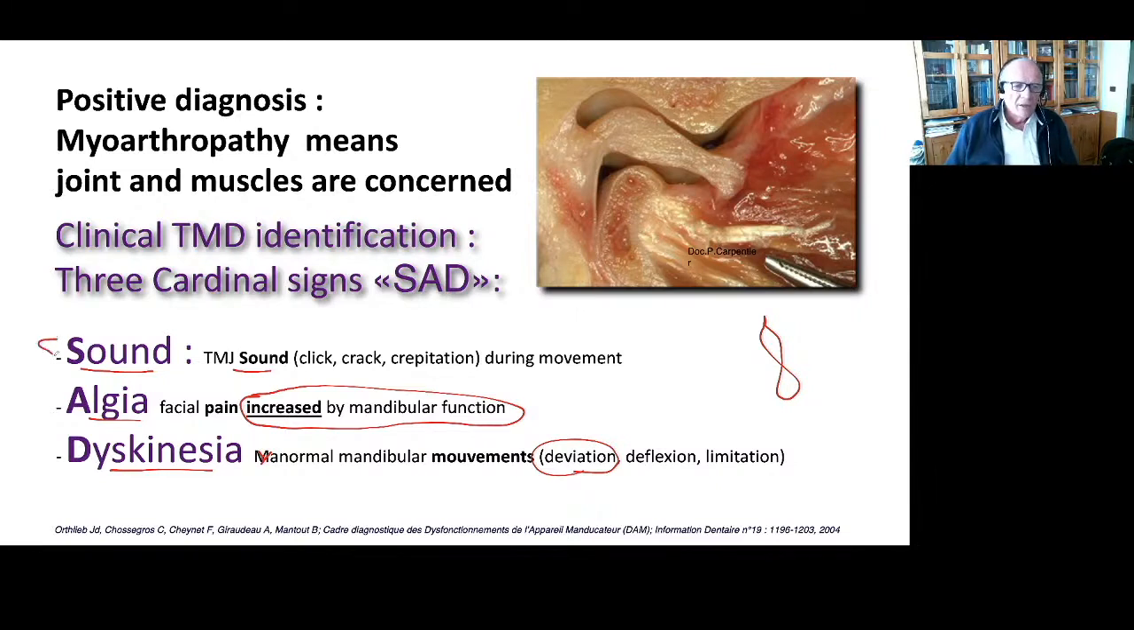And it is S like sound, A like algia, D like dyskinesia. The acronym SAD. Very simple to memorize. When you have one of these clinical categories, you can put your patient on the box of TMD. And it is simple and clear. We have a simple definition. We have simple signs of identification. So TMD is not very complex. If you have at the base, like a stone base, simple things like this, definition and identification, we are in a good way.